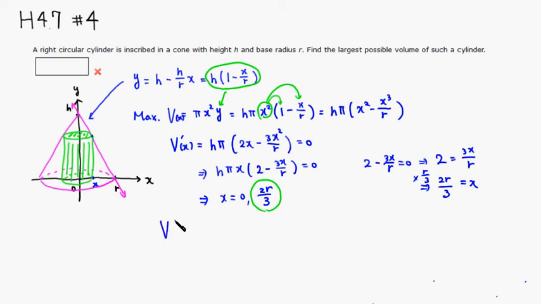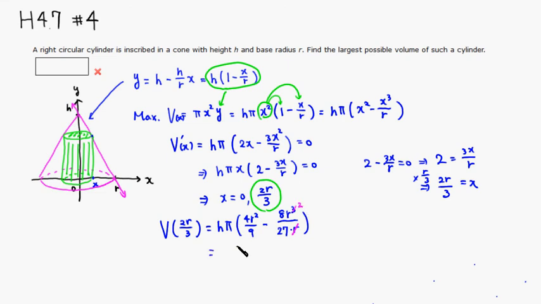So let's find the volume for that. The volume at 2r over 3 is going to be equal to h, pi, and then you have to square that, so it's going to be 4r squared over 9, and then minus, we have to cube that, so it's going to be 8r cubed over 27, and we still have the 1 over r, so times 1 over r. Let's simplify. We cancel r, and that will be squared.